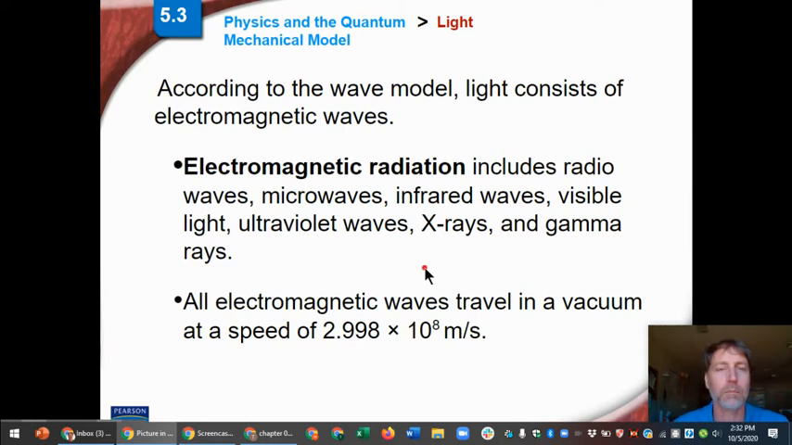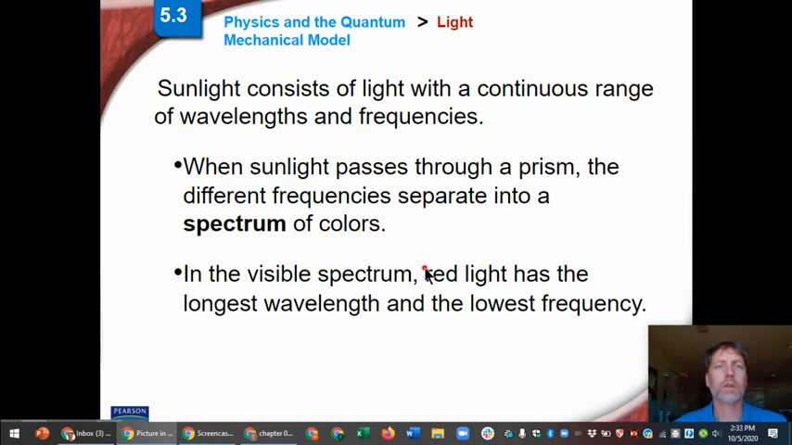All of these waves will travel in a vacuum at the speed of light, or 2.998 times 10 to the 8 meters per second. Sunlight consists of light with a continuous range of wavelengths and frequencies. When it passes through a prism, the different frequencies separate into a spectrum. A color spectrum would be one portion of the electromagnetic spectrum. In the visible spectrum, red light has the longest wavelength and the lowest frequency.